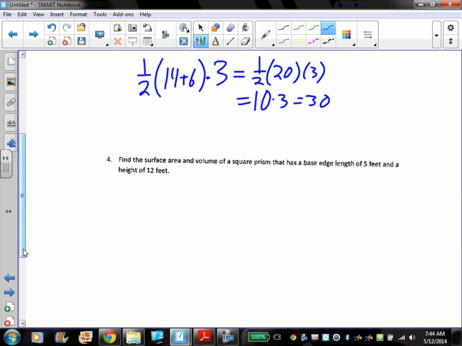Last example, find the surface area and volume of a square prism that has a base edge length of 5 feet and a height of 12 feet. So base edge length means that it's a square where all of the sides are 5, and then we have a height of 9 going in that prism.